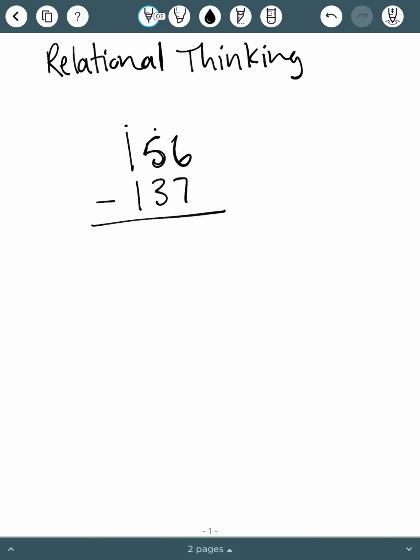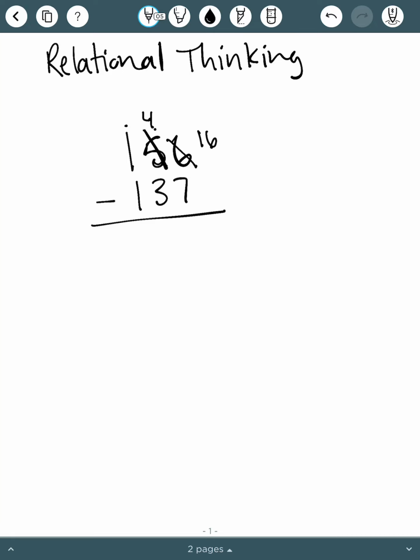So if you were going to do this with your children, please help them know that, like for this example, 6 minus 7, we can't do that because the 6 is smaller than the 7. We cannot take away the 7 from the 6. So we would have to borrow from the tens place. So we would take 10 from 50 and make that 40, and then we would add that on to the ones place to make that 16.